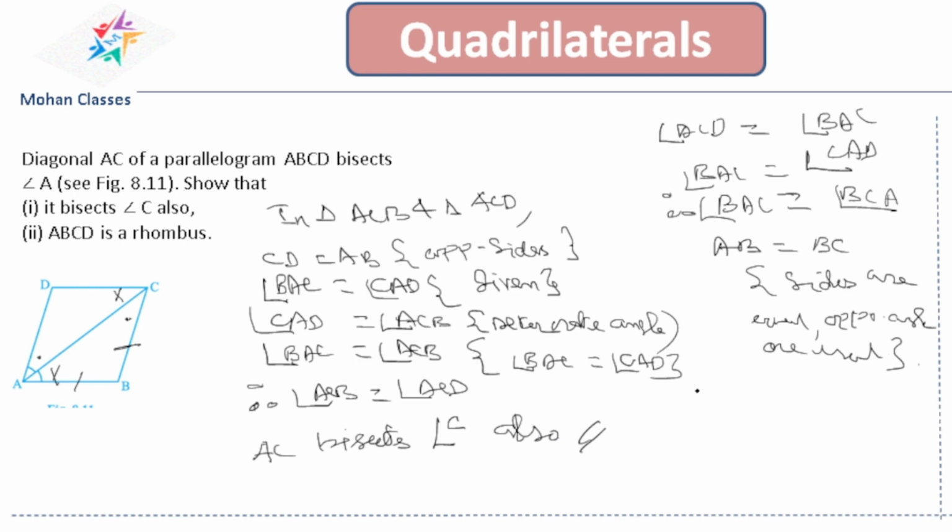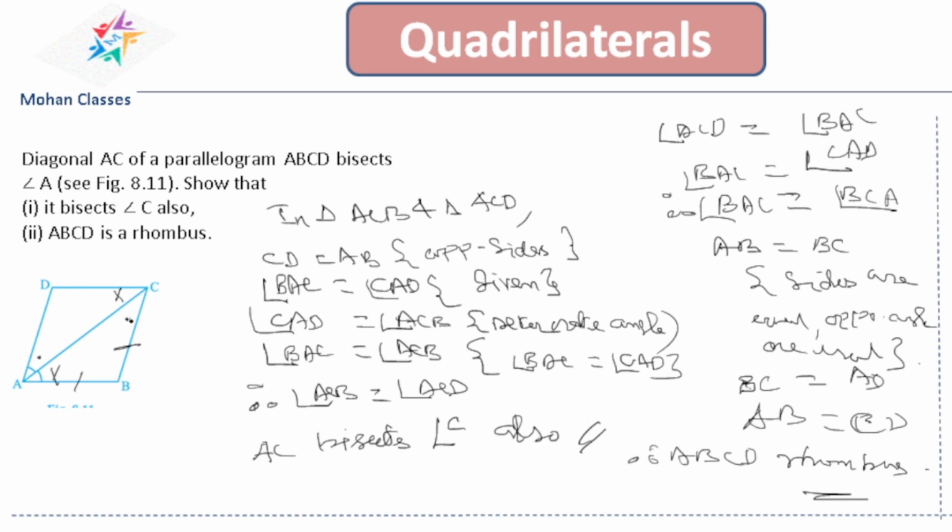Understand? So if AB is equal to BC, similarly we can prove CD is equal to AD, because BC is equal to AD, opposite sides are equal, right? Therefore BC is equal to AD and AB is equal to CD. All the four sides are equal. Therefore ABCD is a what? Rhombus. Understand?